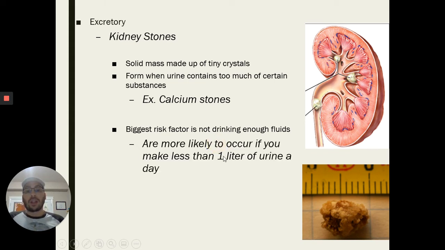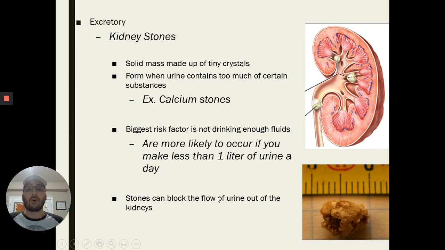Okay, they are more likely to occur if you make less than 1 liter of urine a day. So the other lesson I joked about how the bladder holds 1 liter of water. Why are kids asking to go to the washroom 2 or 3 times every class? I sort of retract that a little bit, because if you're making less than 1 liter of urine, you run the potential risk of this. So drink more water. You drink more water, obviously you're gonna have to go to the washroom more, but it helps reduce the chances of these kidney stones.